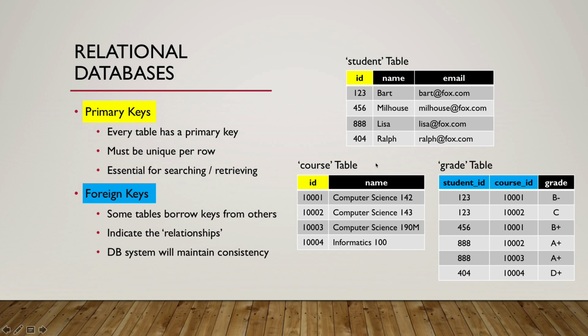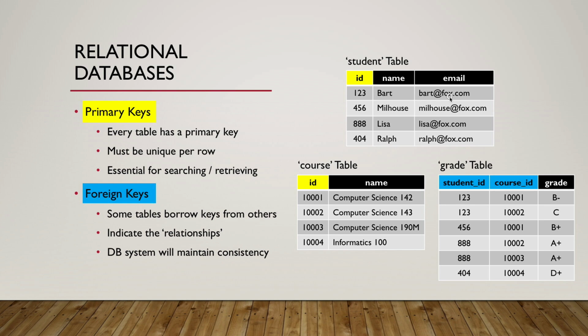Same thing happens with the course table. Here we have one course shows up many times in the grade table. So this is a one-to-many relationship. Now this is a situation that we've created here where the two foreign keys end up actually creating the primary key for the table. That's not at all unusual.